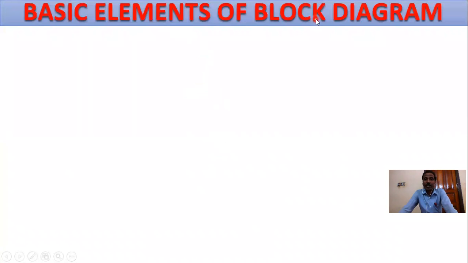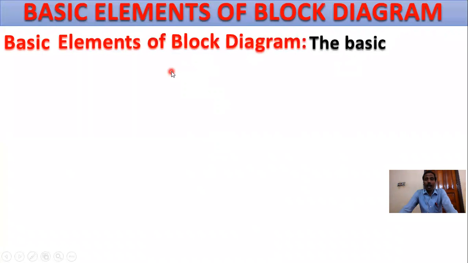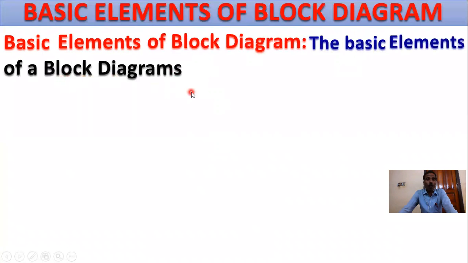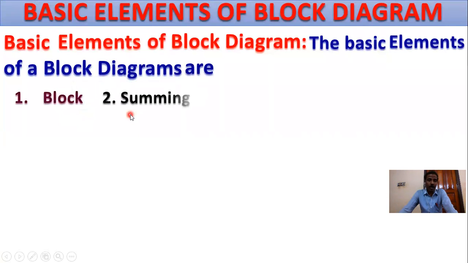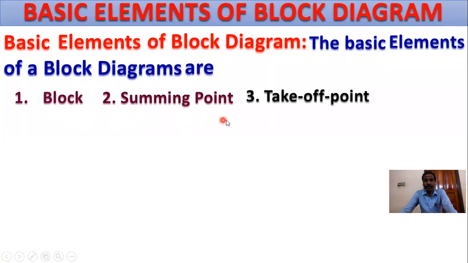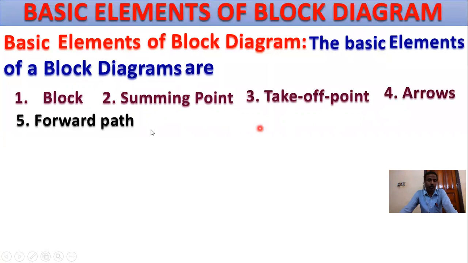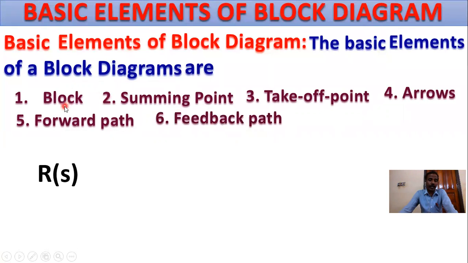Then basic elements of block diagram. What are the basic elements of a block diagram? The basic elements of block diagrams are: number 1, blocks; number 2, summing points; number 3, takeoff point; number 4, arrows; number 5, forward path; number 6, feedback path. So our basic elements of block diagrams are these.